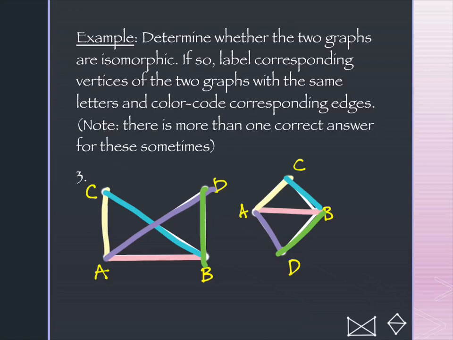Okay, are we all good? Does it make sense what we're doing? This color coding that we just did also verifies that it really worked, right? Every edge that's in the first graph has a corresponding edge in the second graph. So these graphs are isomorphic.